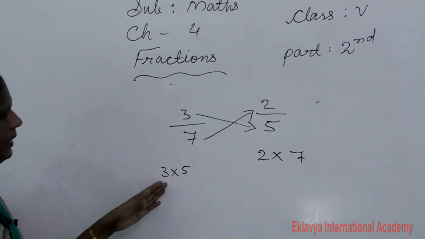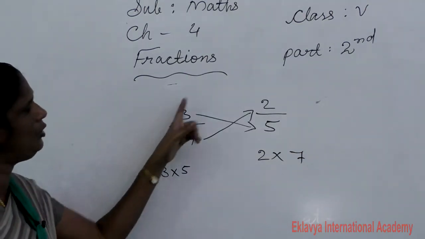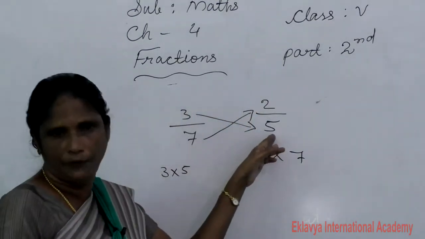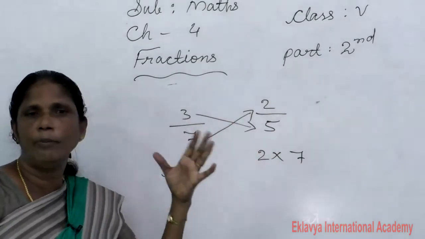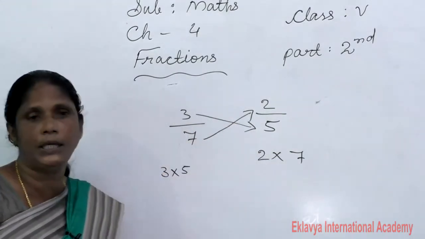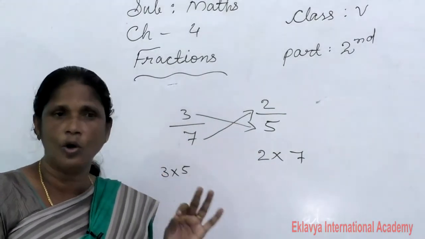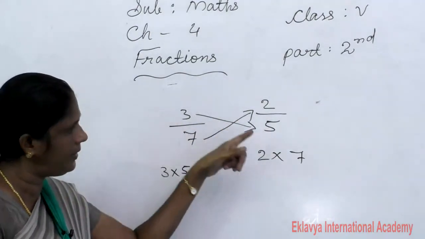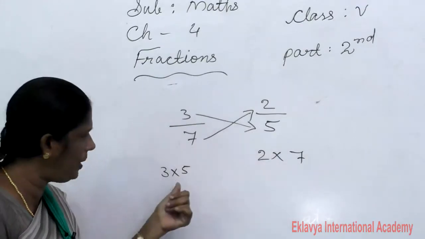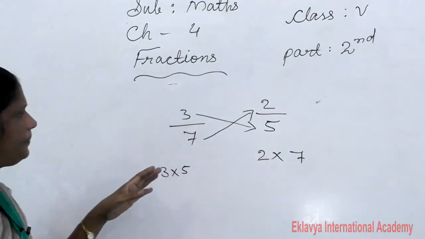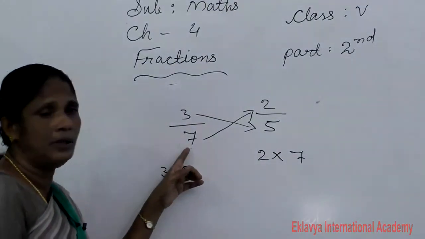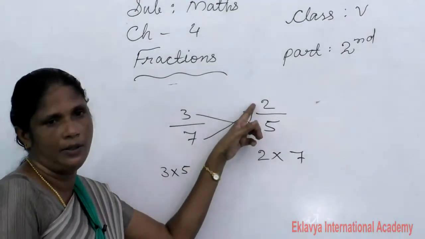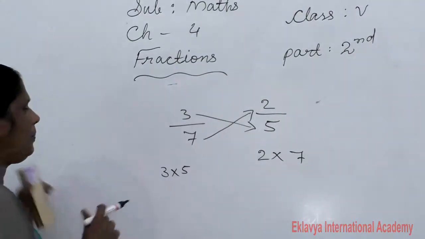You understand? Again, when the numerators and denominators are different, how to compare? Cross multiply. How to cross multiply? First numerator and second denominator, then first denominator and second numerator, then multiply this.